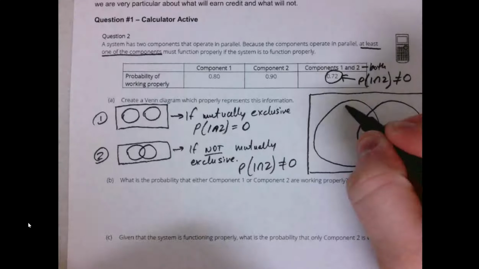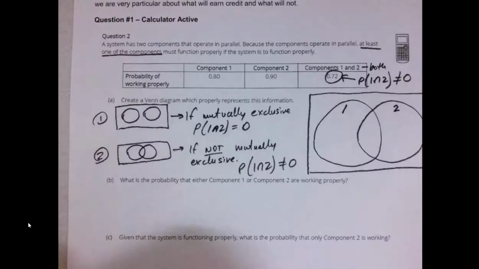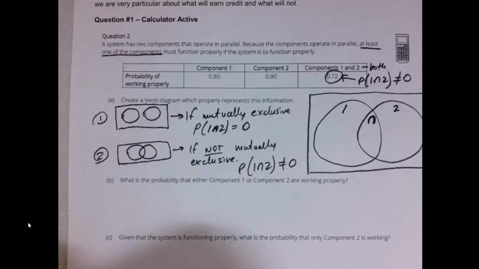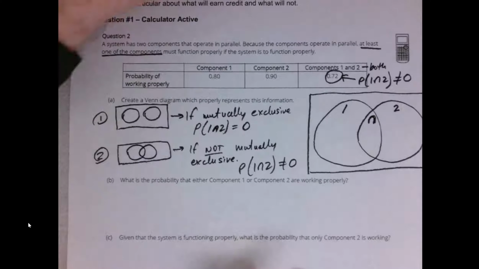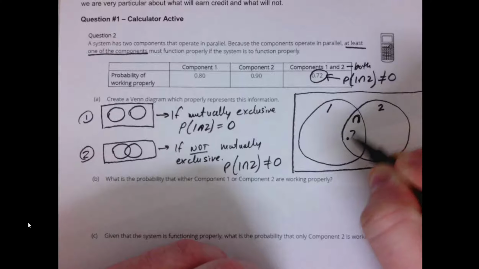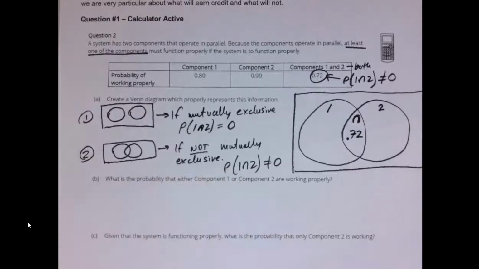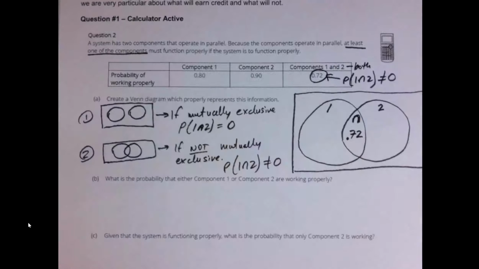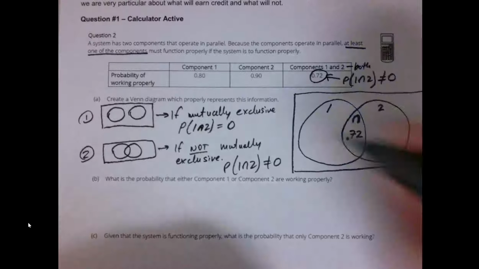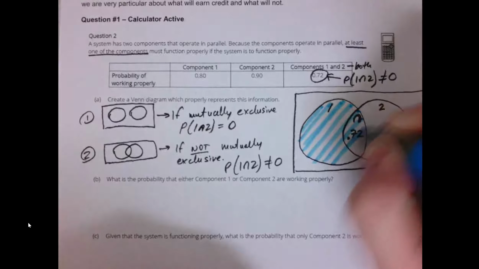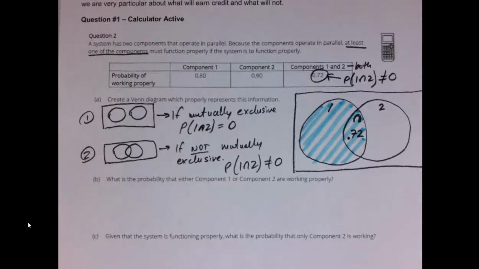Okay, let's call the circle on the left 1 and the circle on the right 2. And the section in the middle is the both case. Well, first they tell us that the both case is 0.72. Then they tell us that the probability of component 1 is 0.8. Well, on my Venn diagram, this blue circle is the probability of component 1 working.